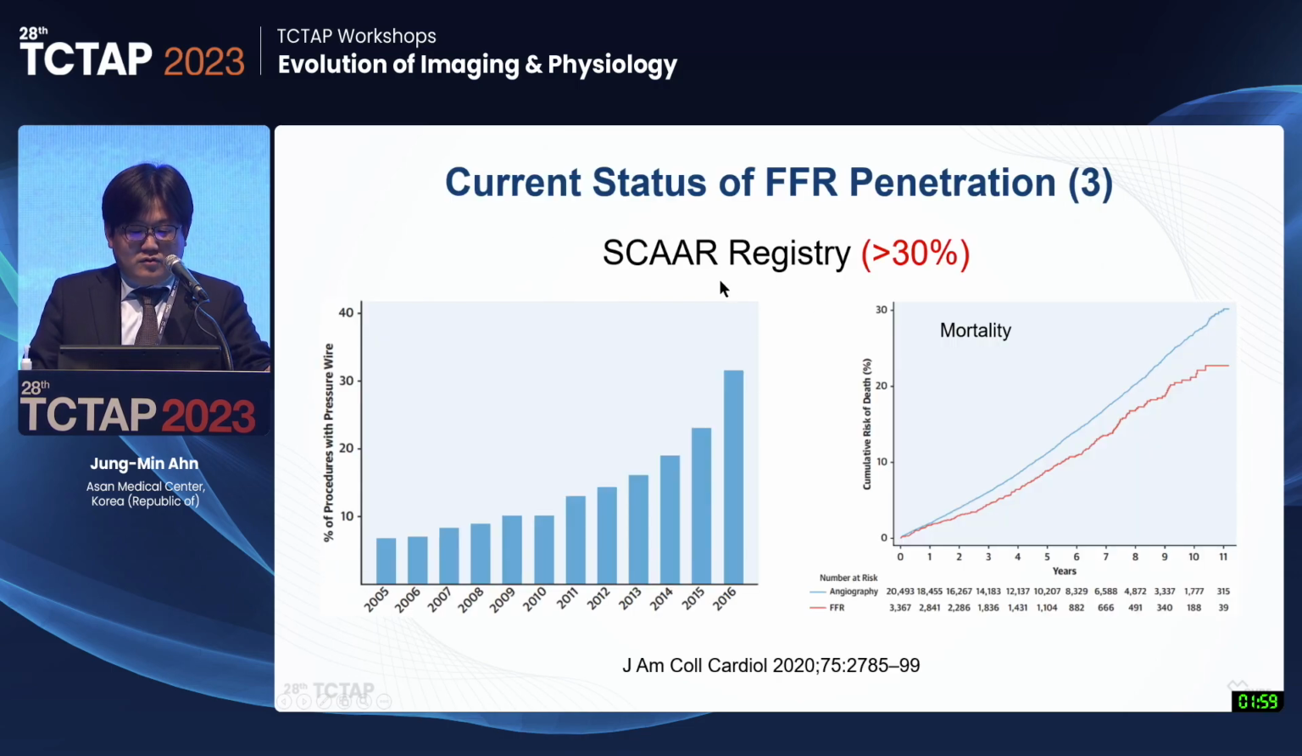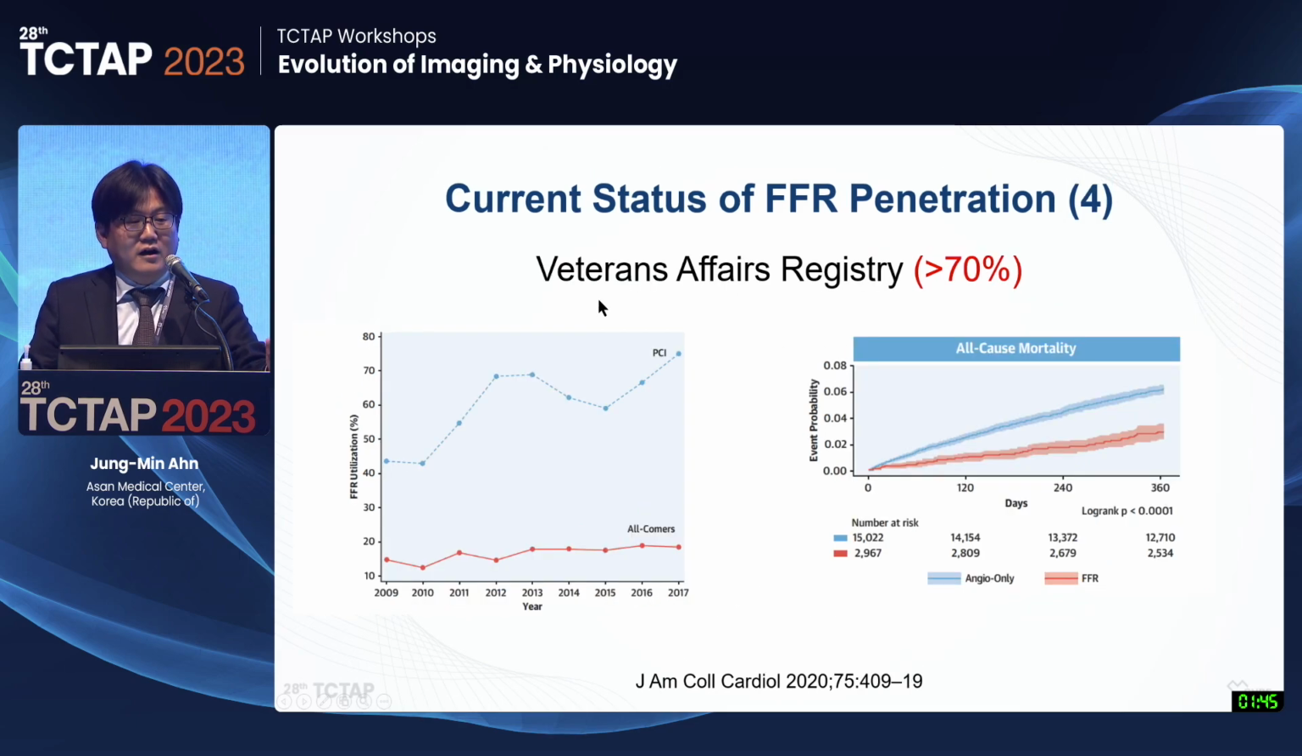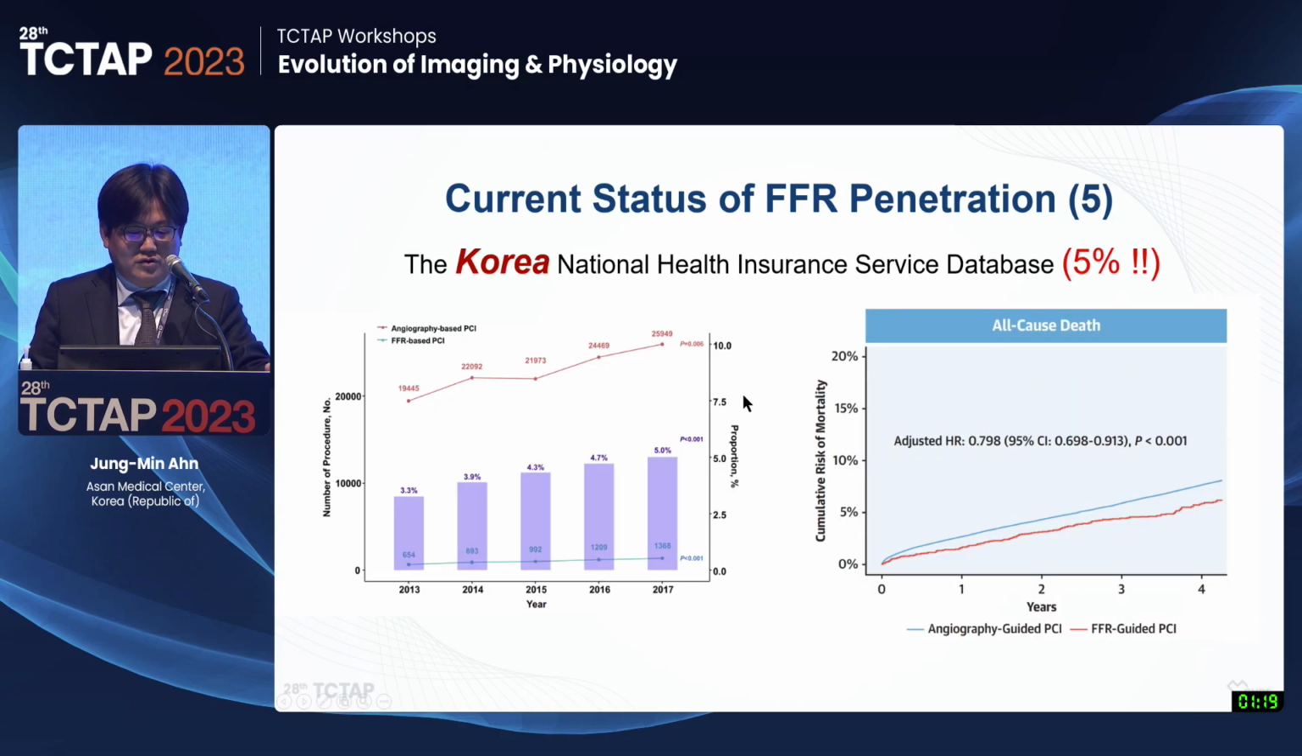It's nudging. Some guideline publications don't change practice rapidly, but gradually people are changing their behavior. This is the current status of the SCAAR registry. I was surprised that in 2016, more than 30% of PCI was FFR-guided, and FFR-guided PCI showed a lower rate of mortality. I was surprised too. In the VA registry, in 2017, 70% of PCI was FFR-guided, including your center. I think that is the highest FFR use nowadays. Yes, FFR-guided PCI is associated with lower mortality.